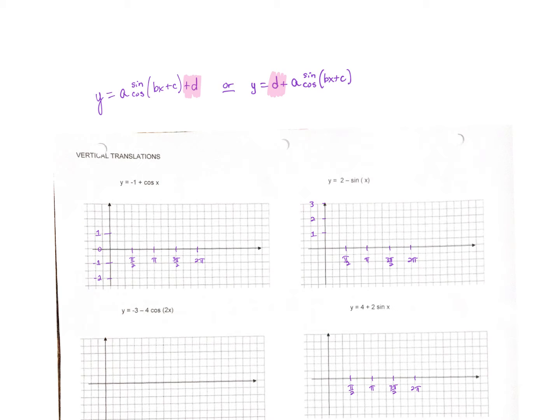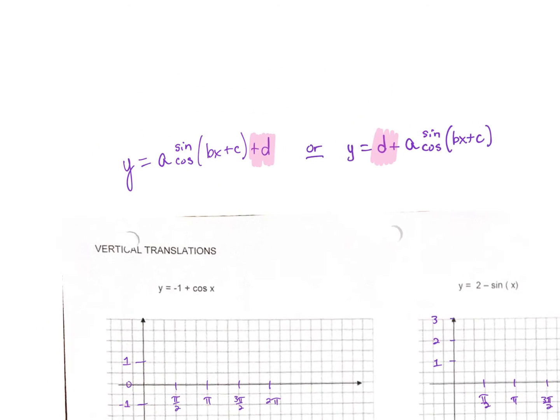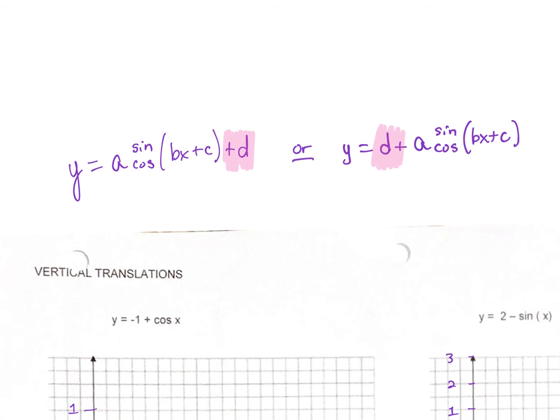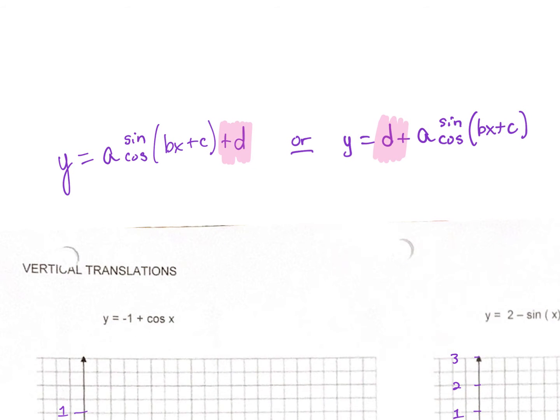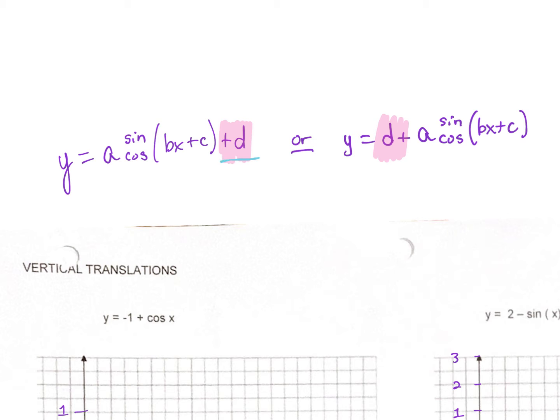So today we're going to talk about vertical translations, in other words, a shift up or down. And what I want you to realize is that it can be written in two different formats. It depends on the textbook or the resource that you're looking at. In some instances, they have the trig function and then they add the vertical translation to the end.